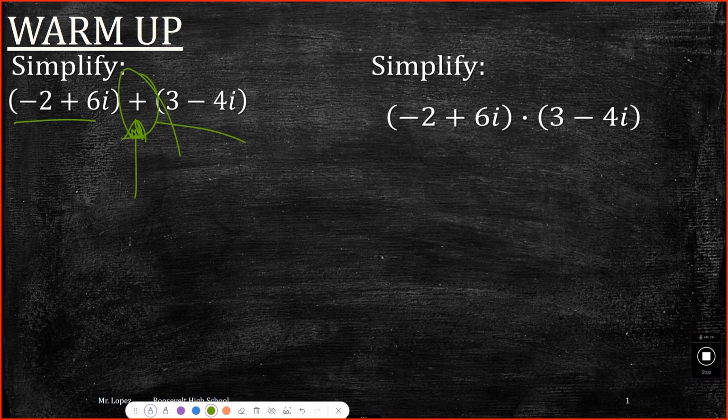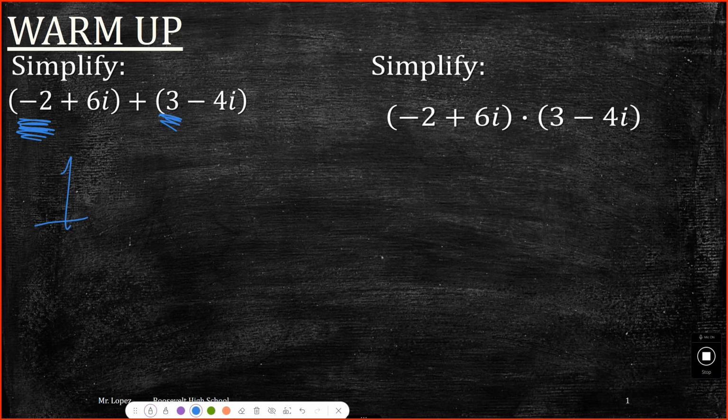So, you're going to add the real with the real. You have a calculator to put negative 2 plus 3. Negative 2 plus 3 is 1, isn't it? Negative 2 plus 3 is 1.